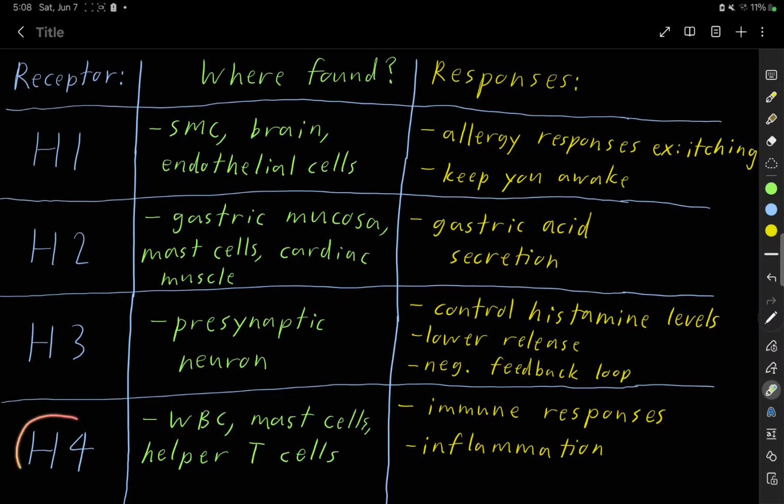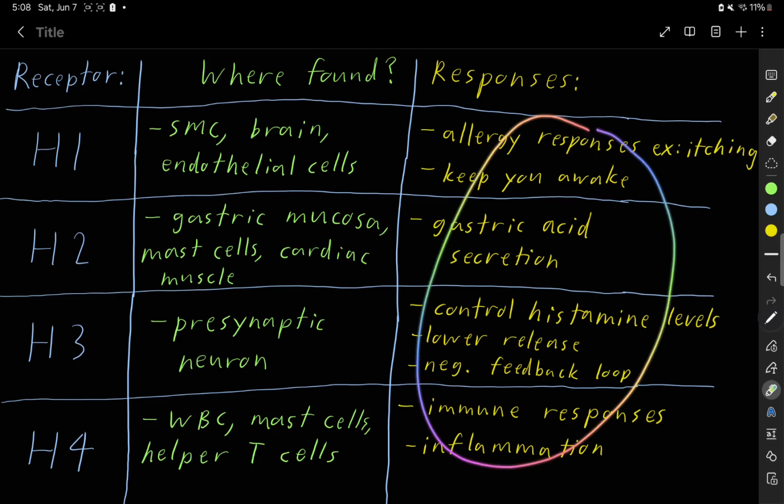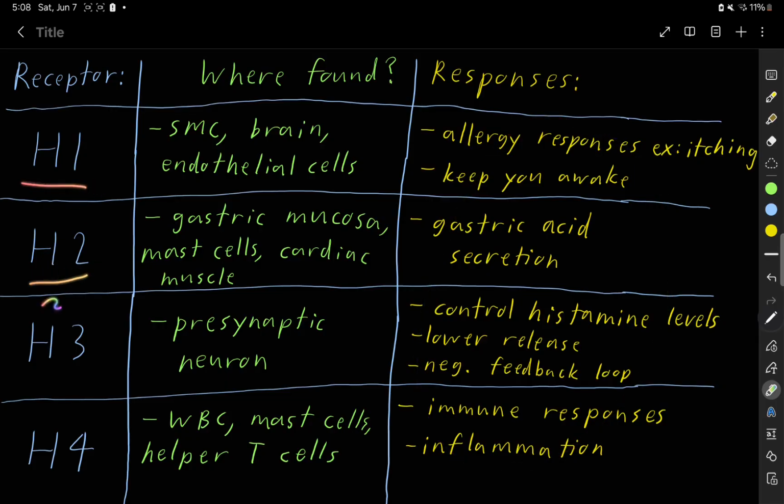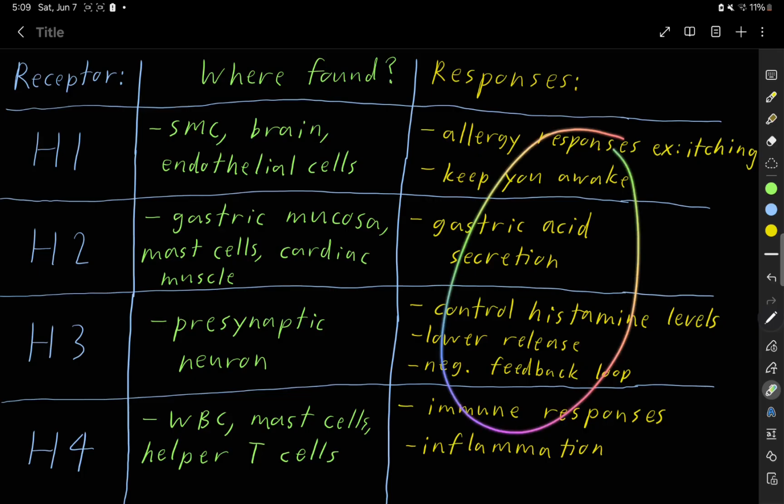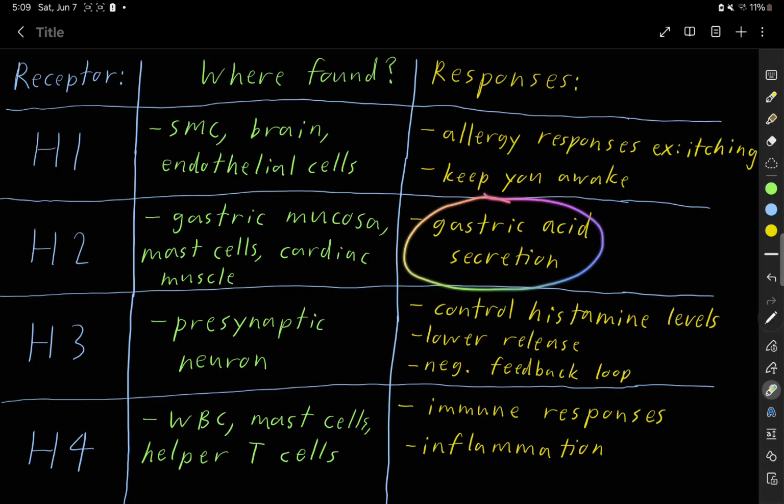And then finally, there's H4 receptors. They are found in your white blood cells, mast cells, as well as helper T cells. And they are responsible for immune responses as well as inflammation. So there's other responses that histamine produces, but these are your main ones, produced by histamine receptors 1, 2, 3, and 4. And as you can see, these responses are greatly responsible for immune responses and allergic responses, but also for other bodily functions such as digestion. As we said, gastric acid secretion is important for digestion.